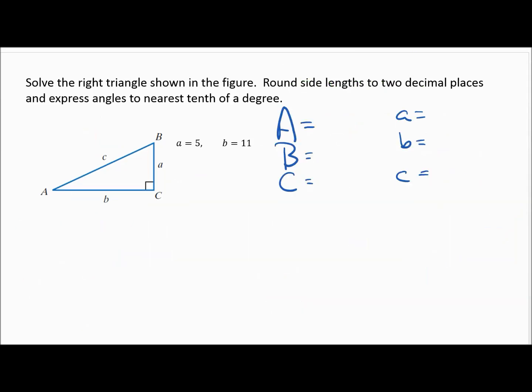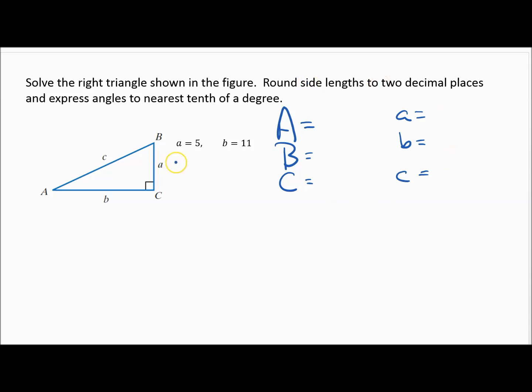So here we go again. This is the last one to solve a triangle. After this, I've got some different ones for you, and I'll do that in the next video. But solve the right triangle shown in the figure. Round side lengths to two decimal places. I've already got your answers set up over here on the right.